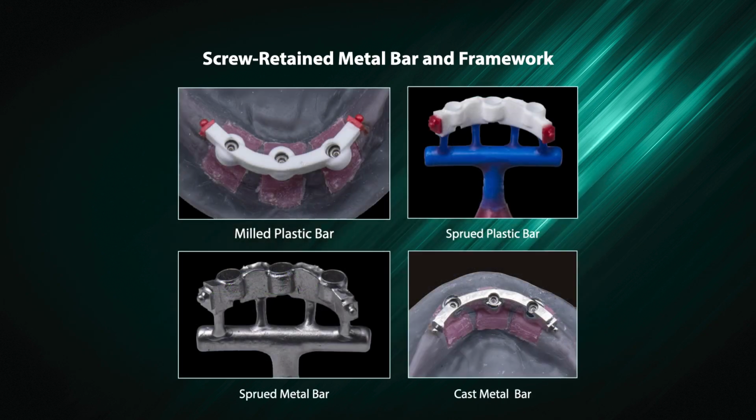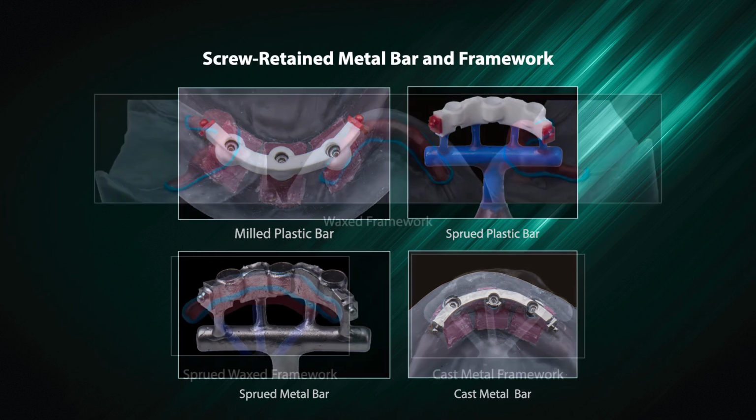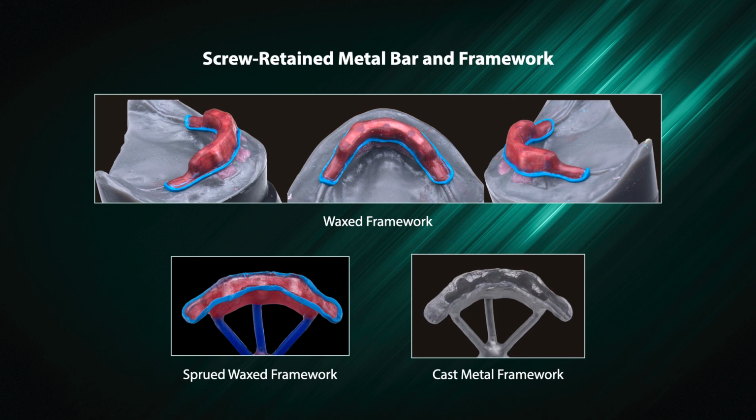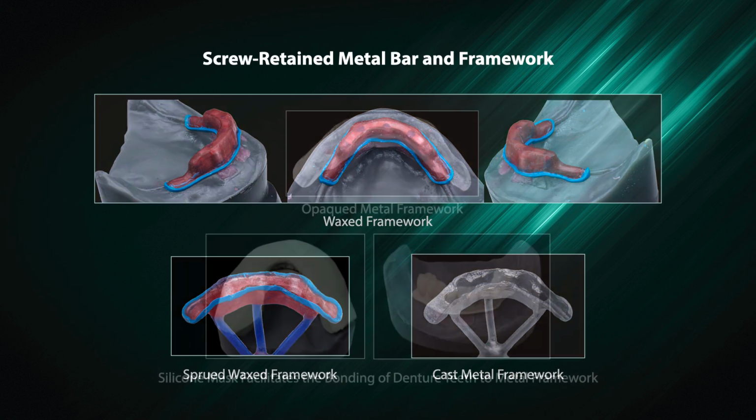Here you can see a milled plastic bar, a sprued plastic bar, a sprued metal bar, and a cast metal bar. The top image is that of a waxed framework, while the images on the bottom row are of a sprued waxed framework and a cast metal framework.